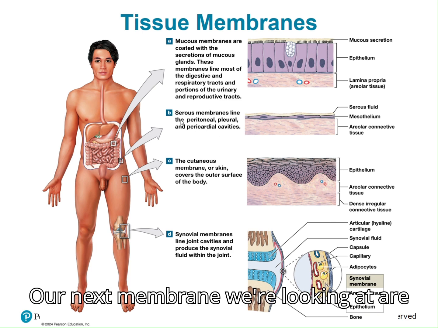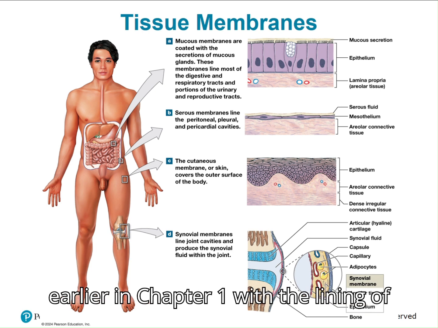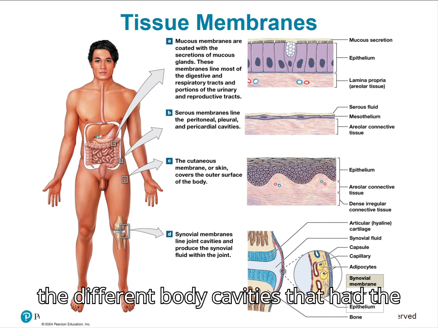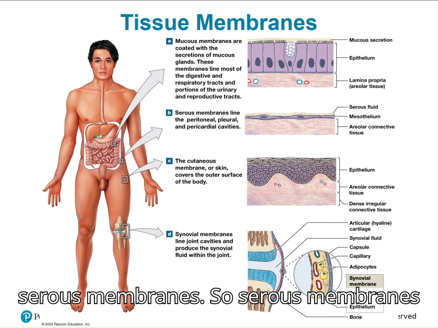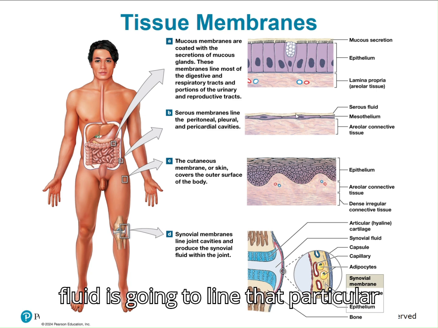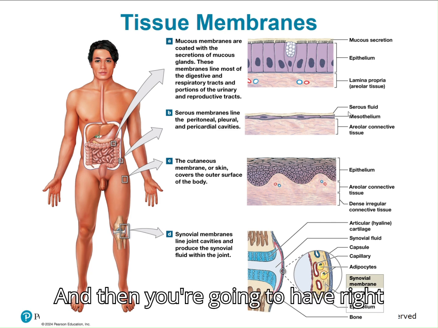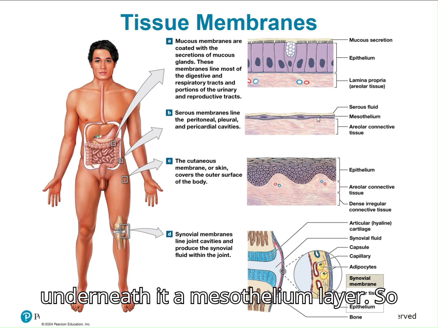Our next membrane we're looking at are serous membranes. We talked about this earlier in chapter 1 with the lining of the different body cavities that had the serous membranes. So serous membranes will make serous fluid. That serous fluid is going to line that particular membrane to keep it lubricated. And then you're going to have right underneath it a mesothelium layer.